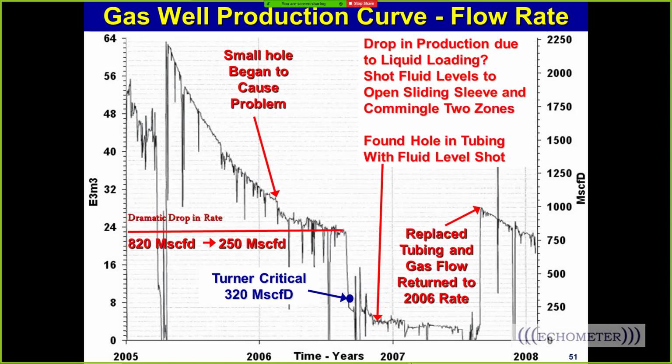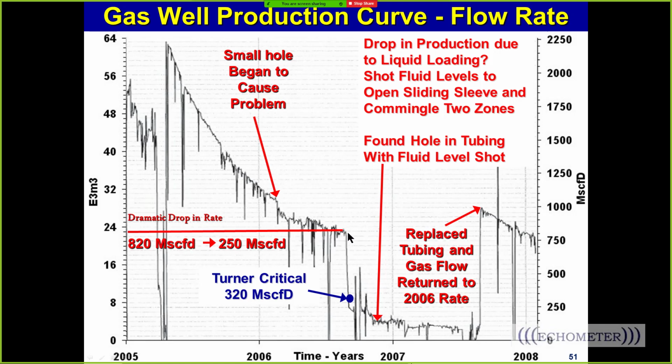And here's a well that's producing, and it has a fairly high rate, and this is over time. And then right about here it started having some trouble, and it fell off the decline curve right there. The Turner critical rate was about 320, and it fell off the decline curve at 820 MCF per day.